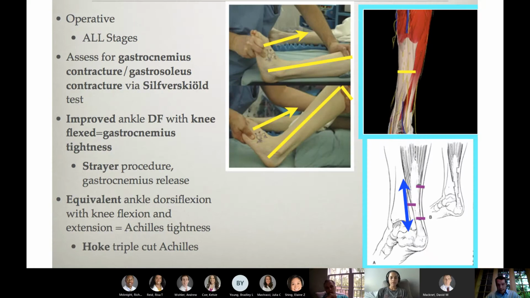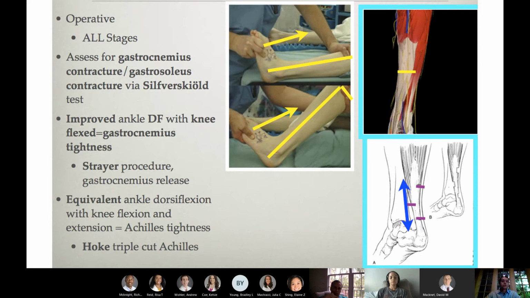And then in all of these cases, no matter the stage of the flat foot, you have to test for tightness of the gastrocnemius and Achilles. The silver skull test is so testable. They love testing it. So you assess dorsiflexion of the ankle with the knee flexed, and then again with the knee extended. And it's critical to do this as pictured in this image with the forefoot held in supination.